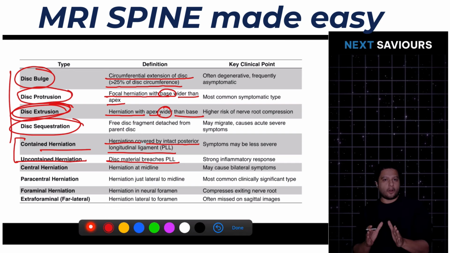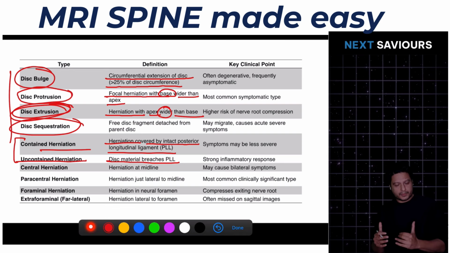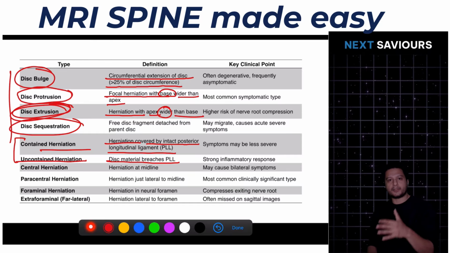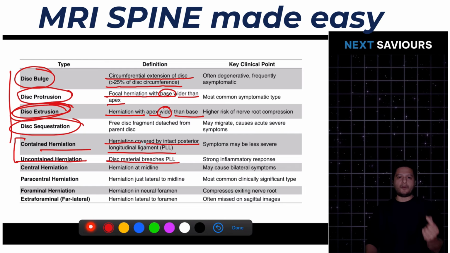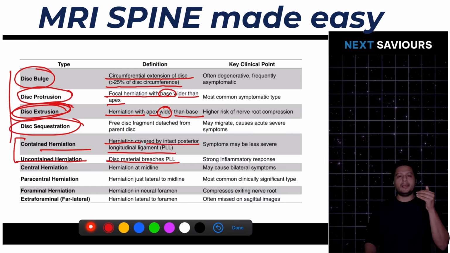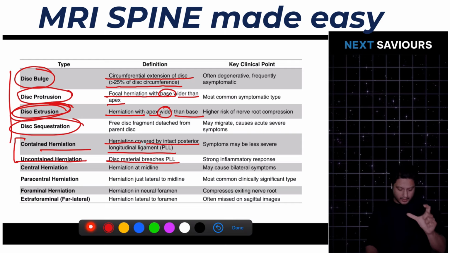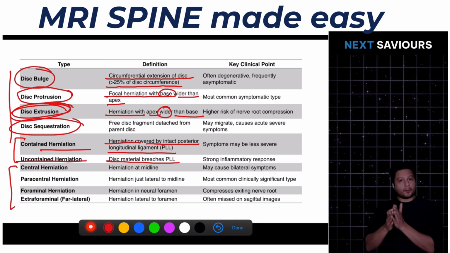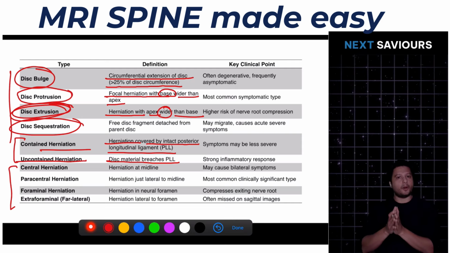So finally, coming on to the revision, what we have discussed is the types of disc herniation by three classification systems. The first one is the morphological classification, the second one is the containment classification, and the third one is the type of disc herniation based upon its location.